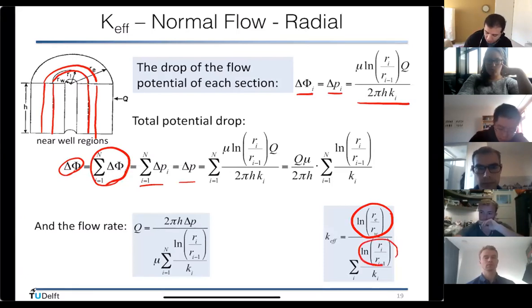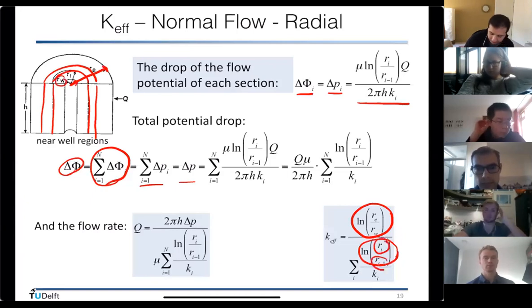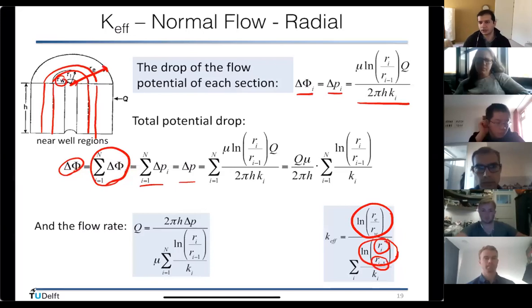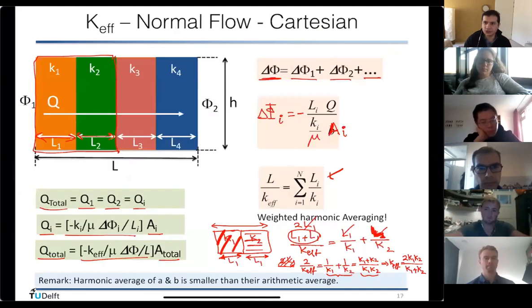So that's still also a harmonic average, but instead of L divided by Li over Ki, you have logarithm of them normalized by the maximum R divided by the R well, divided by each individual layer I and I minus one ratio. So this is more logarithmic, and that's all. The rest is that you will be just fine. So the same concept holds here. Darcy's law plus assuming that the potential drop would be the summation of individual layers' drop. The same concept would hold here. We focus mainly on these kinds of Cartesian-based systems, by the way.